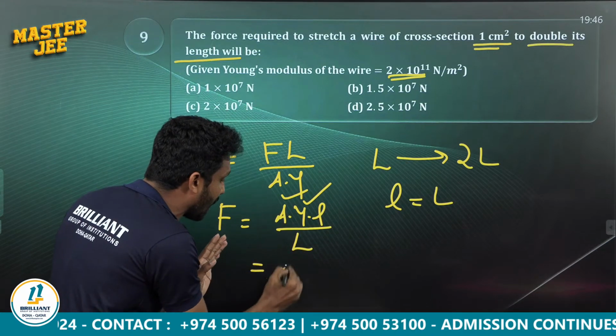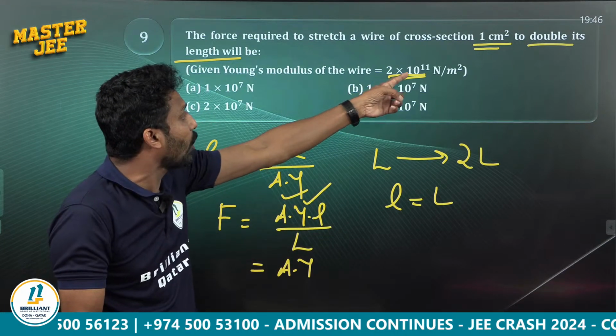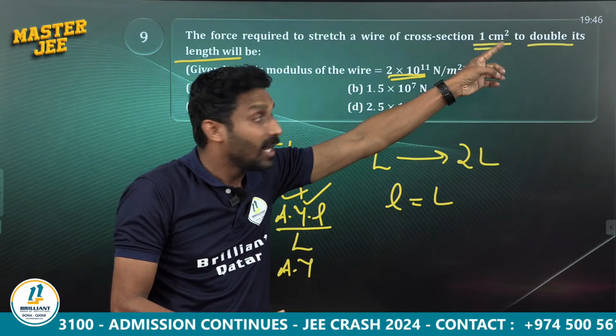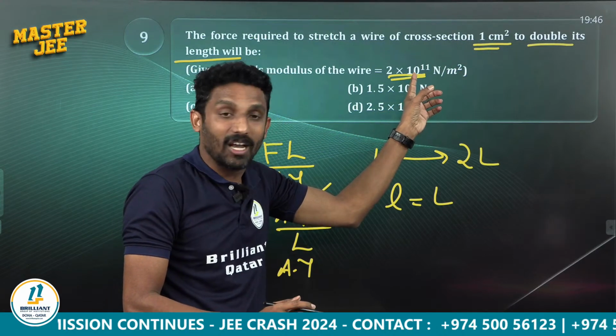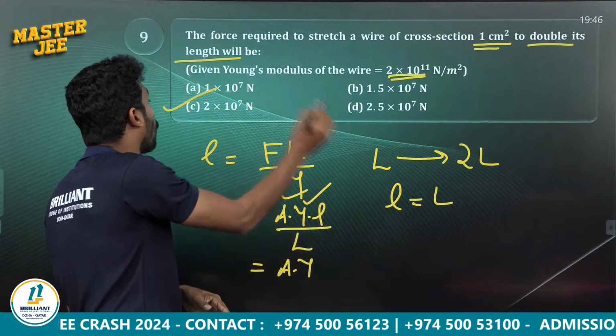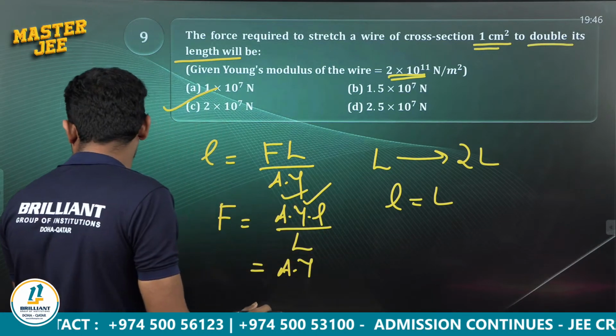So we get area into Y. Very simple. Y is equal to 2 into 10 raised to 11, and the area is 10 power minus 4. 10 power minus 4 into 10 power 11 is 10 power 7. 2 into 10 power 7 is the answer, option C. That's good. And the final question here.